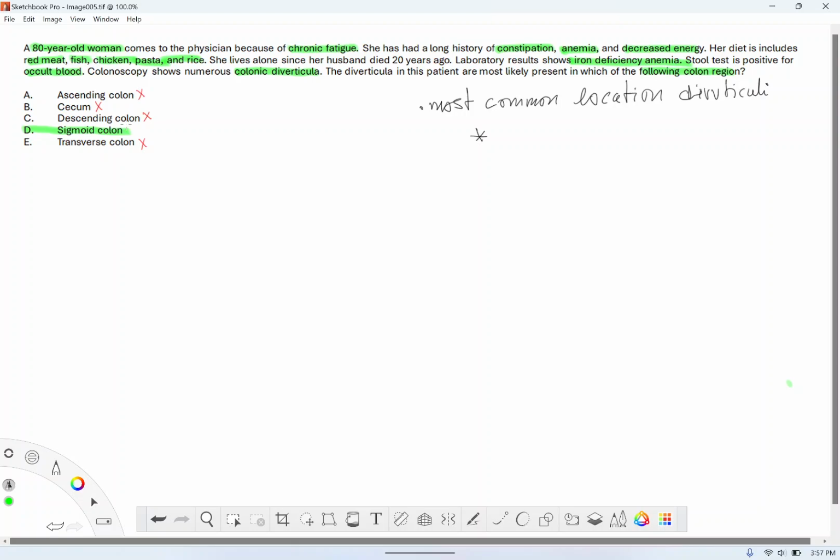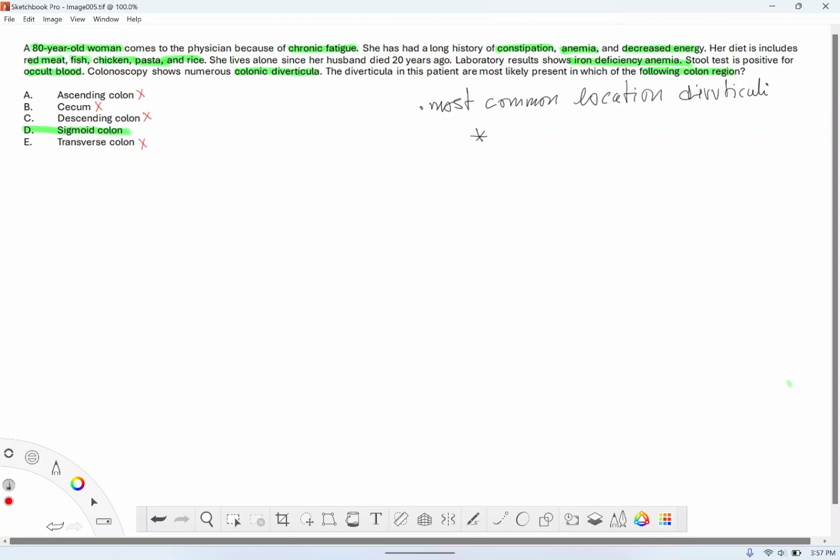Okay, there's a few reasons for that. The reason sigmoid colon is the most common location is, number one, by the time stool or digested food reaches this, most of the water is reabsorbed, and in the sigmoid colon and rectum it's more solid. So it can push against the wall of intestine. It makes it weaker because of erosion and friction. Number two, in addition to that, sigmoid colon is slightly narrow, so the pressure there is much higher than transverse colon, ascending and descending colon.